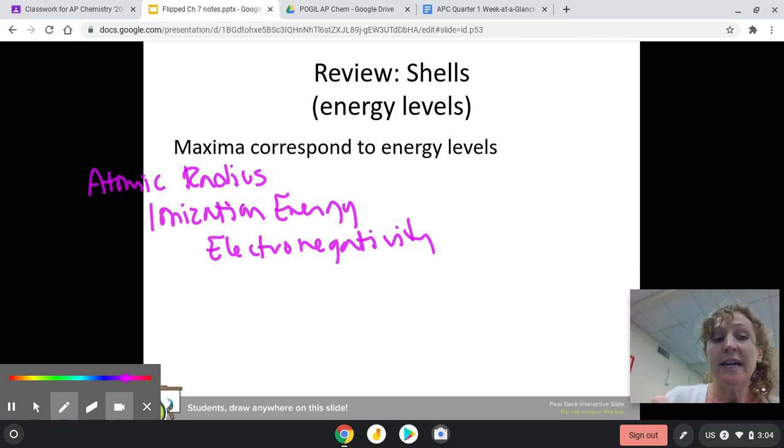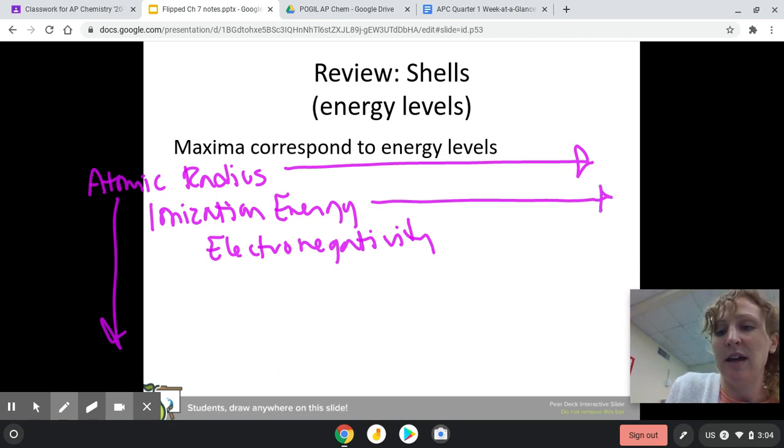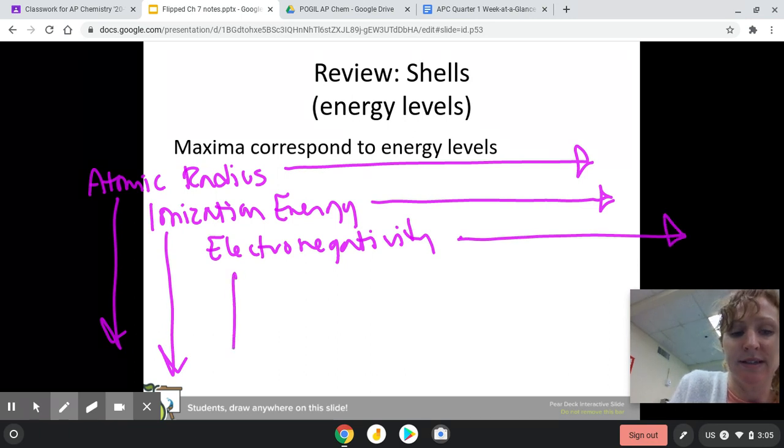Okay, so atomic radius, what does it do left to right? What does it do top to bottom? And why? Now would be a really good time to pause yourself and see if you remember this and see if you remember the reasons that these things occur.